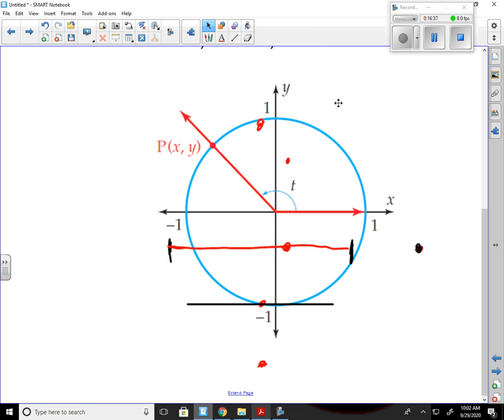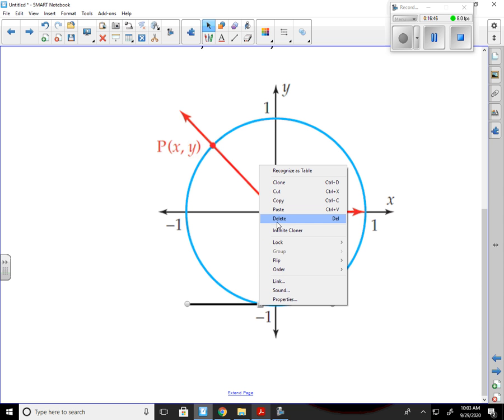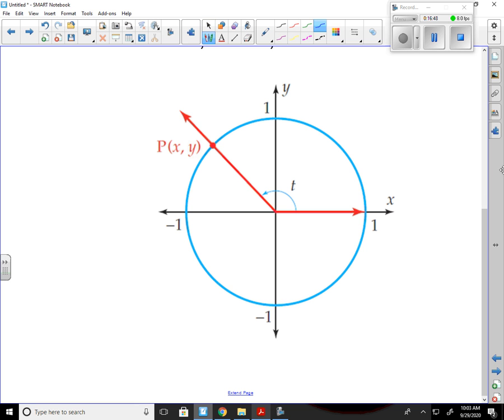For the tangent, if I'm looking at my circle, this would be pi over 2. This is negative pi over 2. Remember that this will be pi over 2 because I go pi over 2 counterclockwise. Negative pi over 2 goes clockwise.